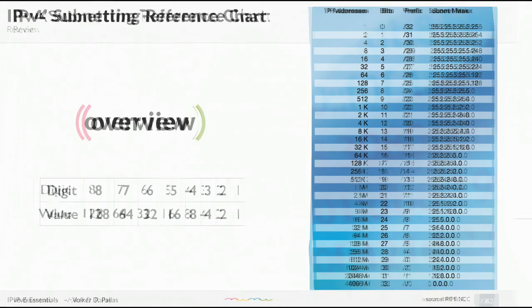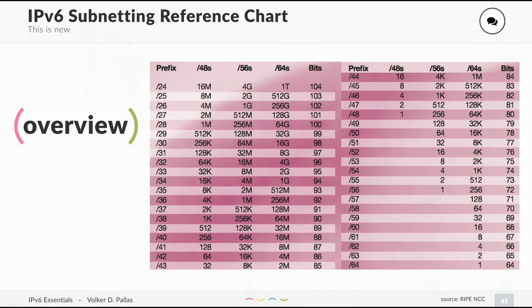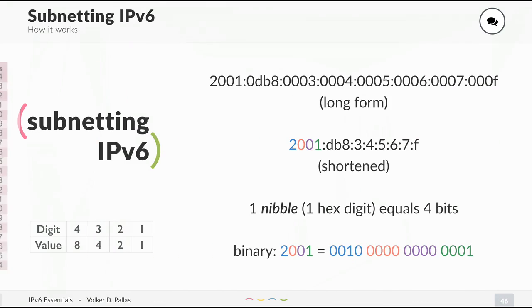So, what's different? Let's have a look at subnetting IPv6. I can tell you, everything is easier. Don't worry. This is the subnetting chart. It looks hard, but it's not. As I told you before, in IPv6 we have 128 bits. You already know how to convert an address from the long form to the short form. You know what one nibble is. It's one hexadecimal digit and it equals 4 bits. So 2001 in hexadecimal means 0010 and a lot of zeros, and 1 at the end.